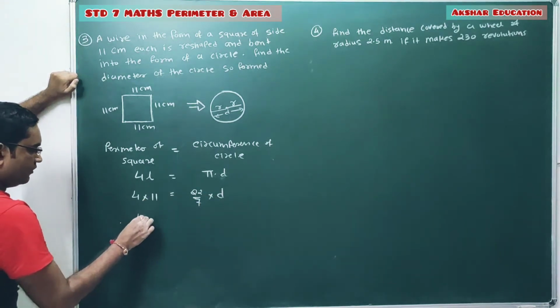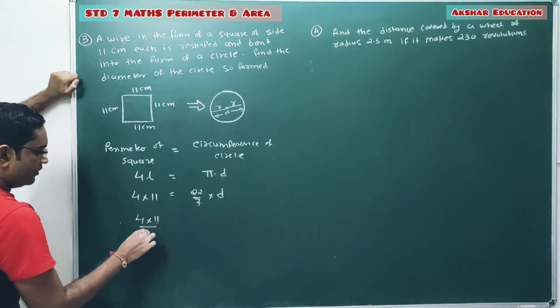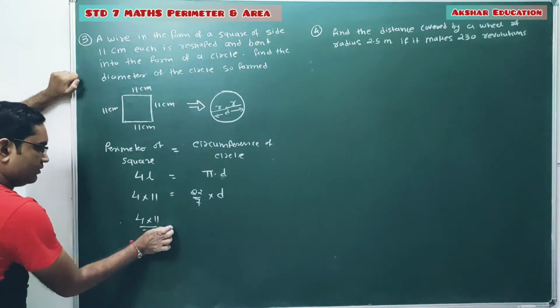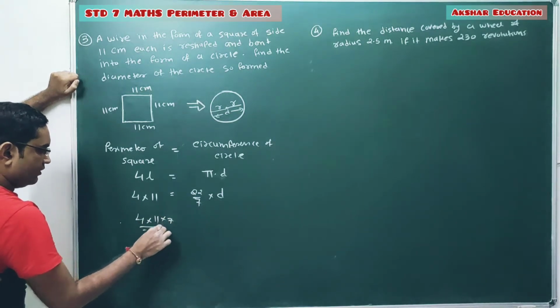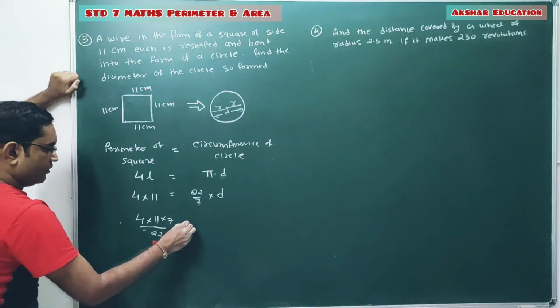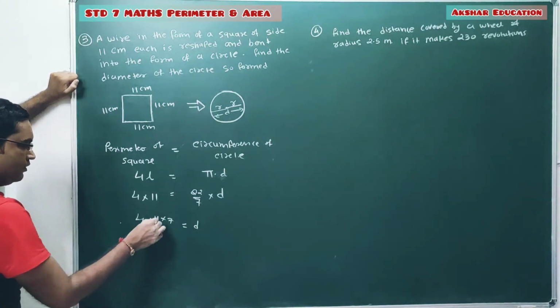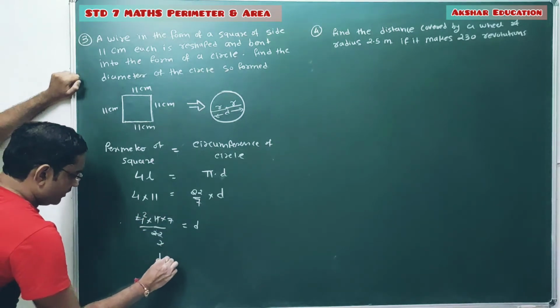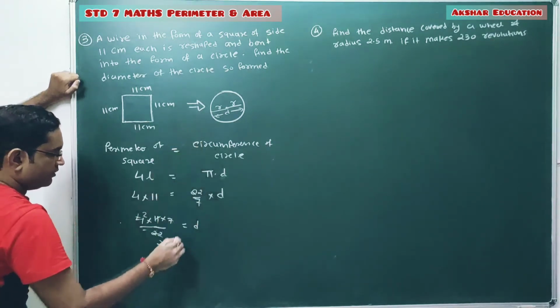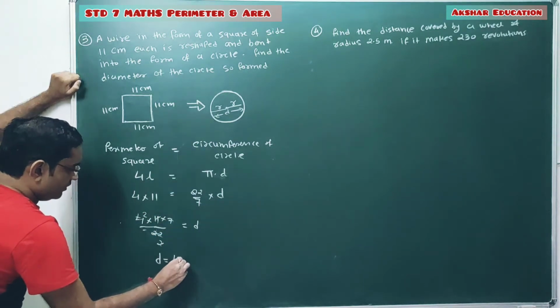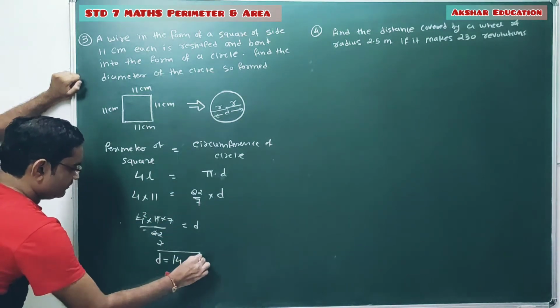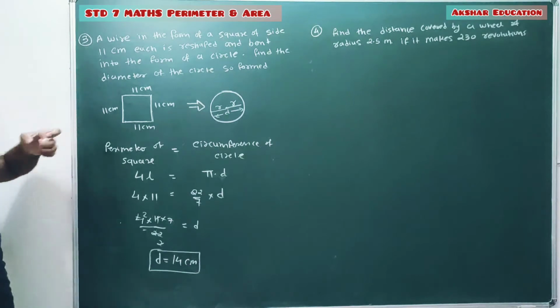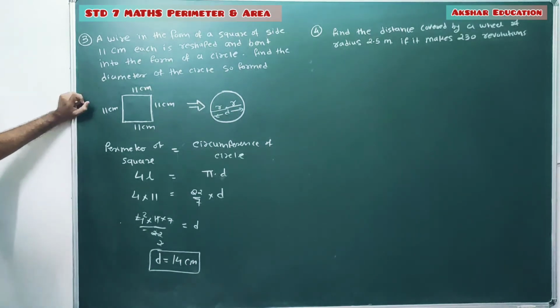Simplify this, so we are getting 4 into 11 upon 7. This 7 will go into multiplication, and this is 22 equal to d. So 11 2s are 22, 2 2s are 4, 7 2s are 14. So diameter of this circle is 14 centimeter. Diameter is 14 centimeter. Clear students? So this is how you can solve this question.